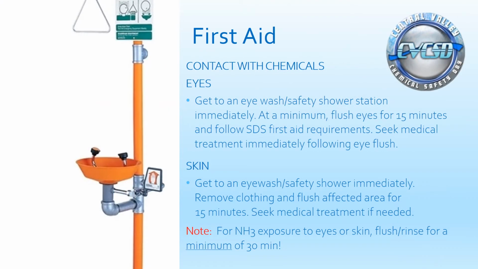First aid procedures when in contact with chemicals. If you get chemicals in your eyes, get to an eye wash safety shower station immediately. At a minimum, flush eyes for 15 minutes and follow the SDS's first aid requirements. Seek medical treatment immediately following an eye flush. If you get it on your skin, get to a safety shower immediately. Remove clothing and flush the affected area for 15 minutes. Seek medical treatment if needed.